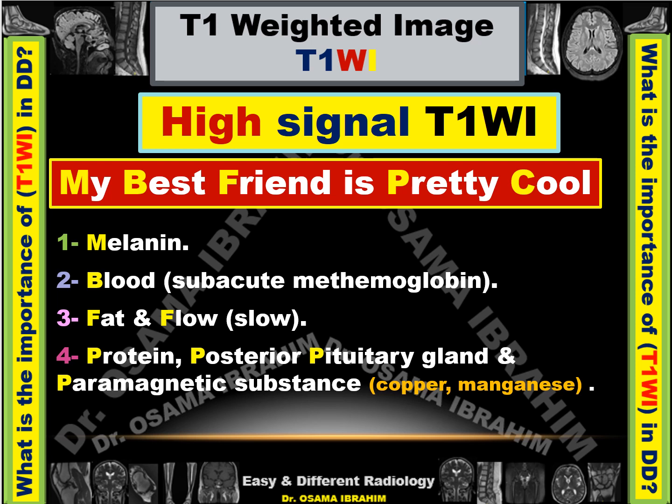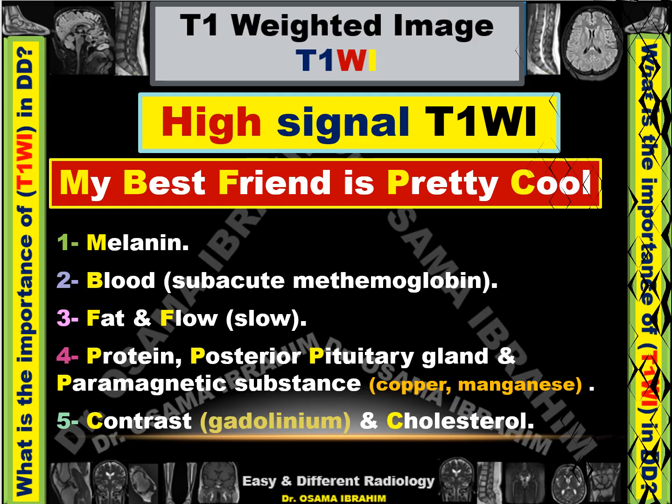And P, "pretty", is from protein or any proteinaceous materials like mucocele or colloid cyst. The posterior pituitary gland normally has a fatty component, so it appears high signal in the T1 weighted image. Paramagnetic substances like copper or manganese can also cause high signal in T1. And at the end, C from contrast. If there is contrast, it enhances or appears as high signal in T1, like gadolinium. Cholesterol, like cholesterol granuloma or cholesterol lesion, also appears as high signal in T1.